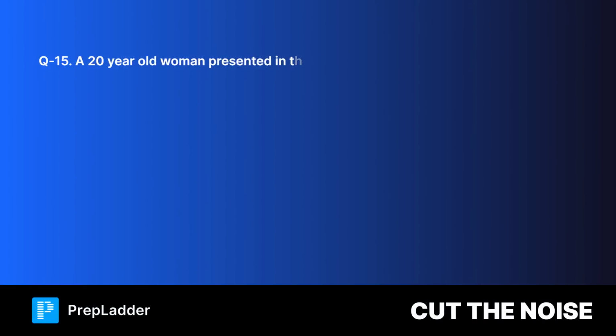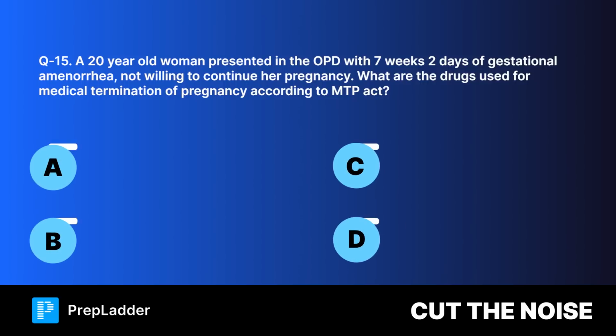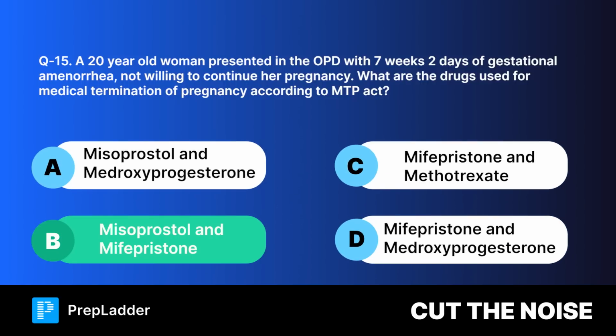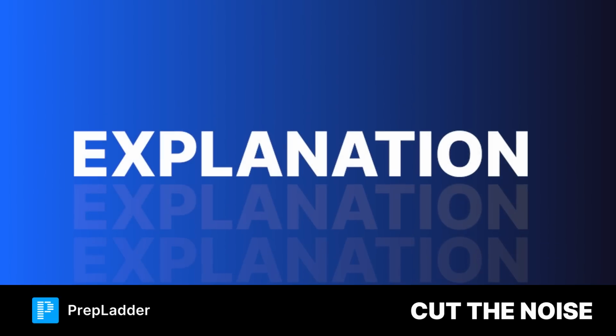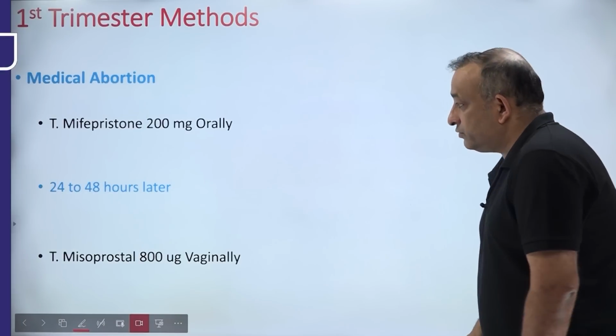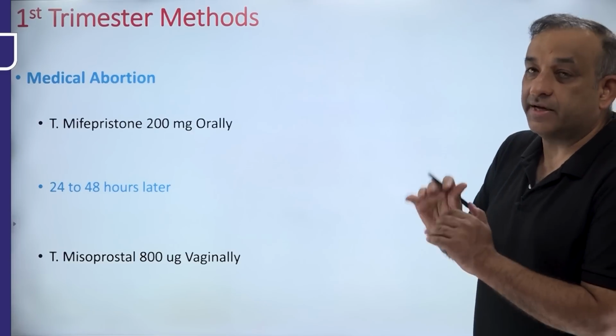Question 15. A 20-year-old woman presented in the OPD with 7 weeks 2 days of gestational amenorrhea, not willing to continue her pregnancy. What are the drugs used for medical termination of pregnancy according to the MTP Act? Your options are, and the correct answer is misoprostol and mifepristone. Here's the explanation. The first trimester till 12 weeks. So what are these methods we can do? In the first trimester, we can do medical abortion just by using tablets.